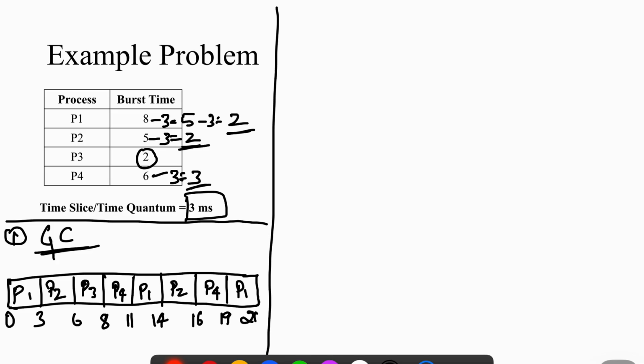If you see, P1 has occurred 3 times. P2 has occurred twice. And P3, if you see, only once. Last one is P4, which has occurred twice. So we have all the processes completing the execution, considering 3 milliseconds as a time slice or time quantum. So this is done. Now, let's go to the second step.